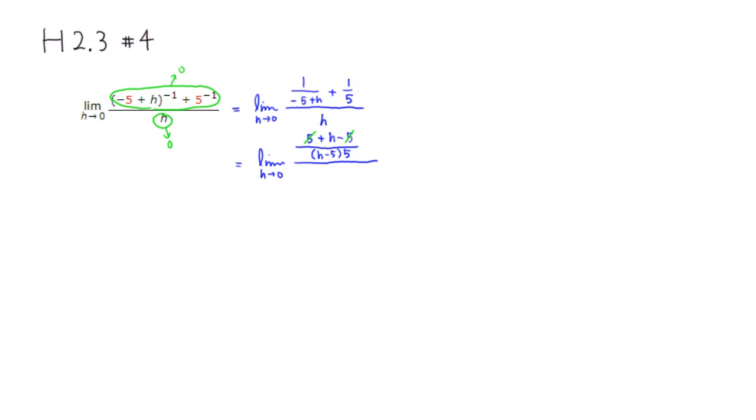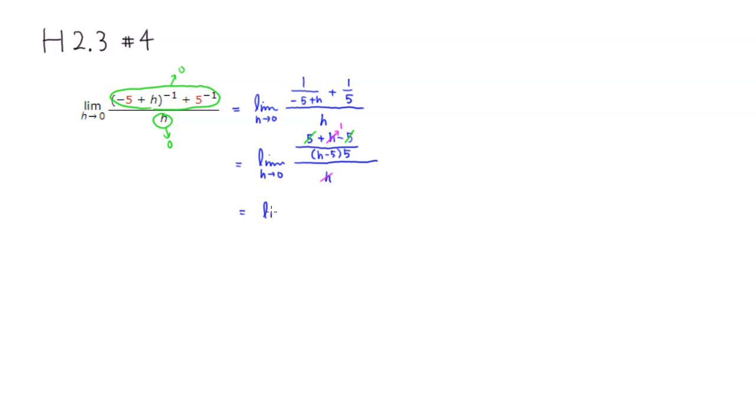Then you can see that we can cancel out the positive 5 and the minus 5 there. Oh, I forgot to write h on the bottom here. So we can cancel h on the bottom and h on top. So this actually goes to 1. Then if you clean it up, this is what you get.